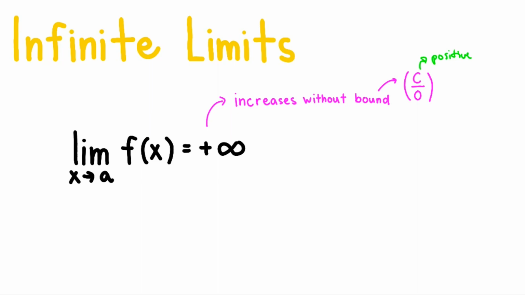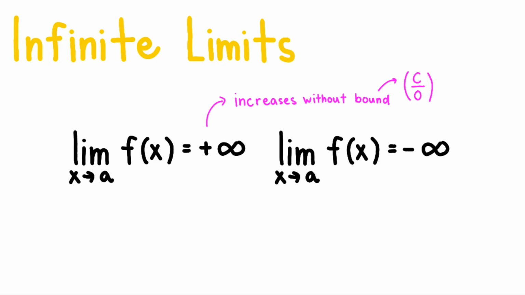Aside from this, we also have the limit of f of x as x approaches a equals negative infinity. What this means is that f of x decreases without bound, and this happens when we have negative c over 0, when our limit approaches this value as we plug in a. Take note again that c out here must be positive. So these are what we need to take note of in infinite limits.